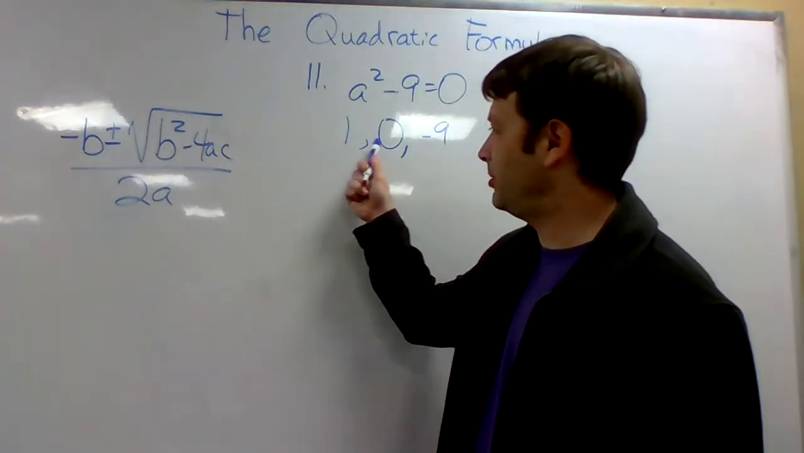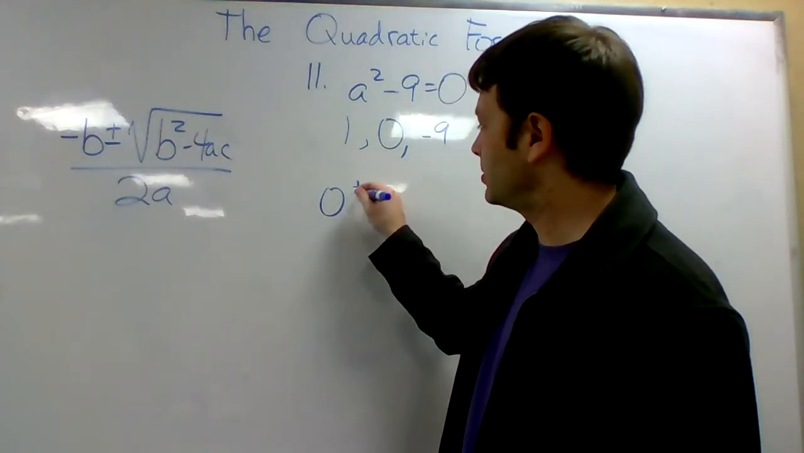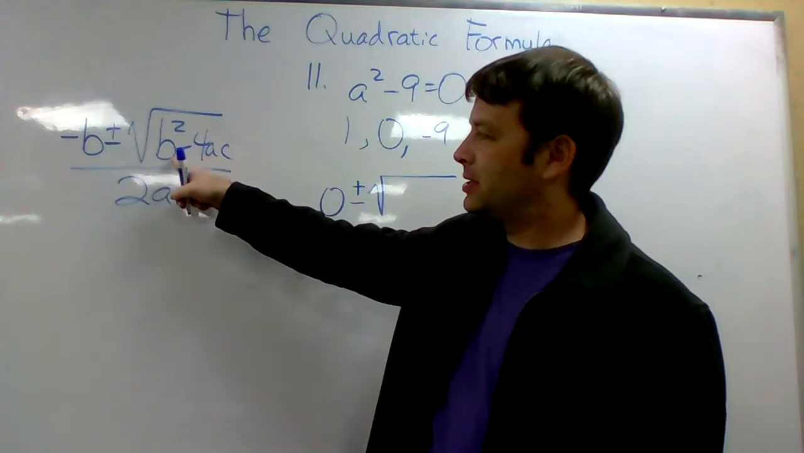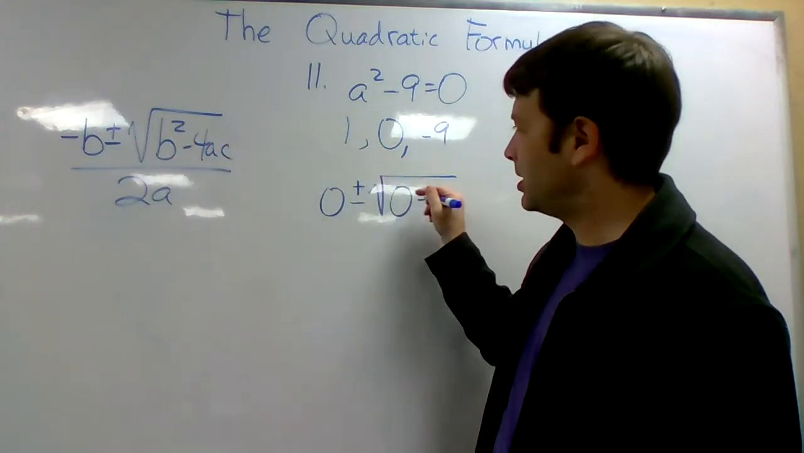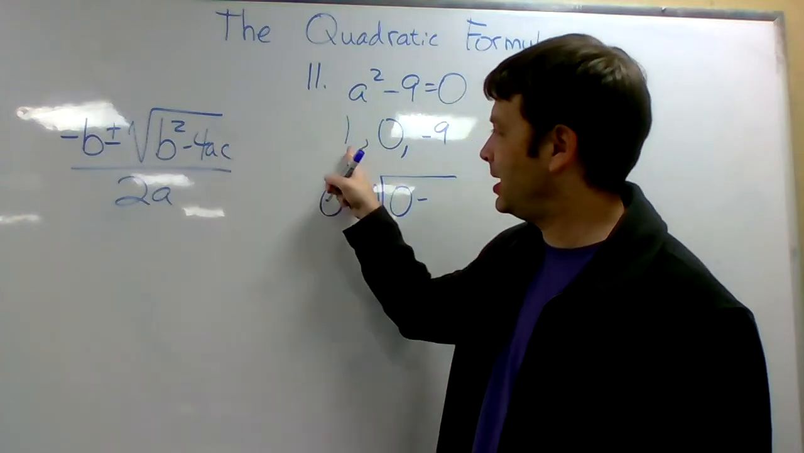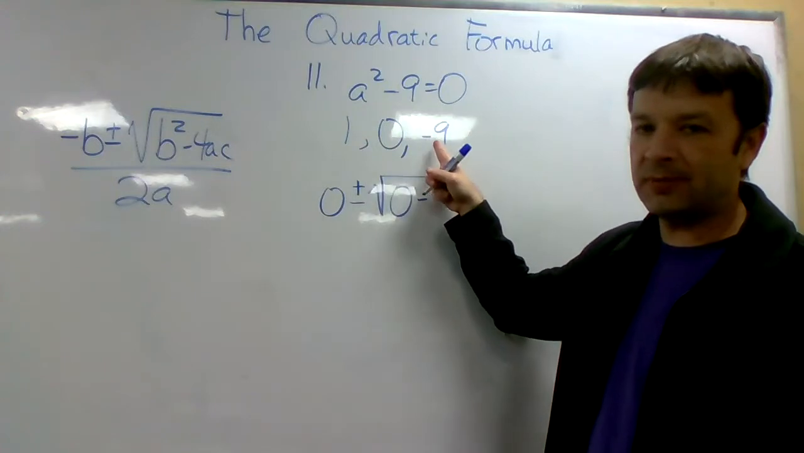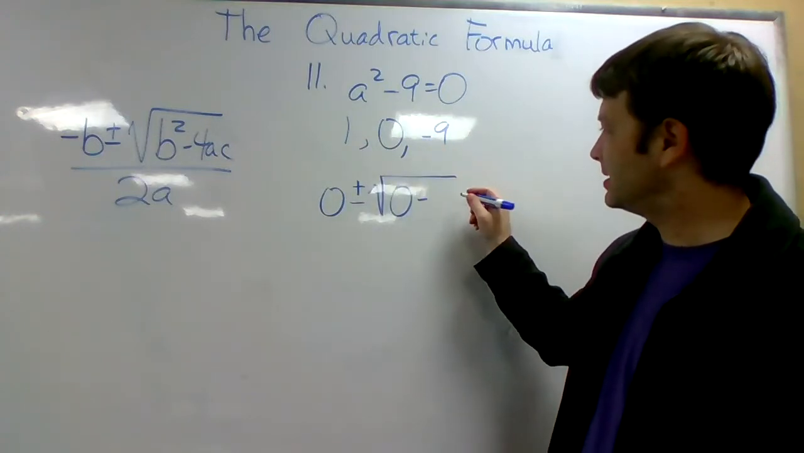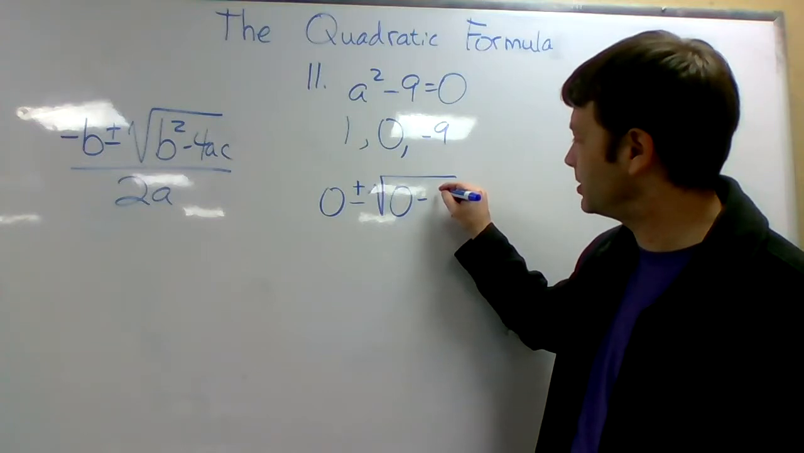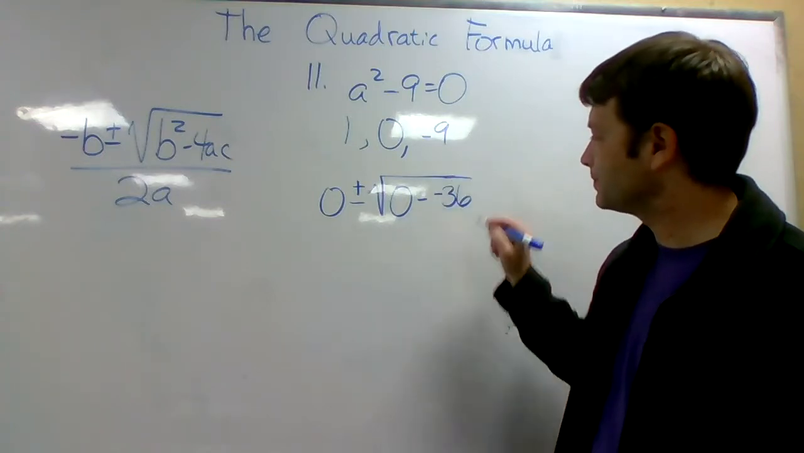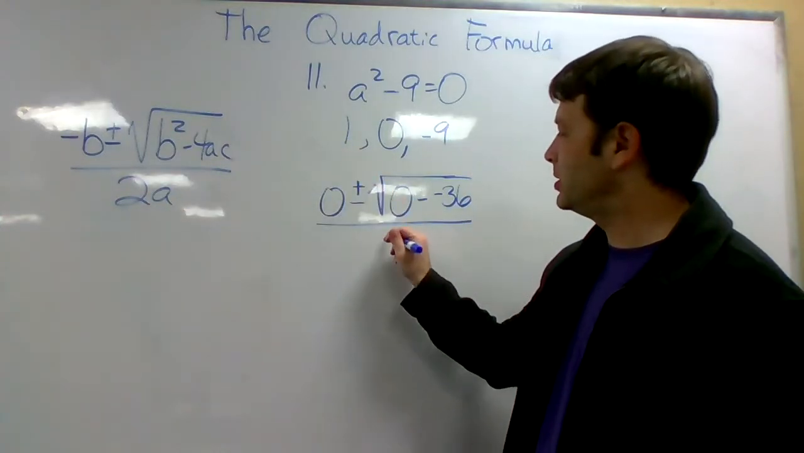Plugging those in, that's a, b, c. So negative b would be -0, or just 0, plus or minus the square root of 0 squared minus 4 times a times c. 4 times 1 is 4, times -9 is -36. How am I going to write that? I'll just put it like that. Over 2 times 1 is 2.